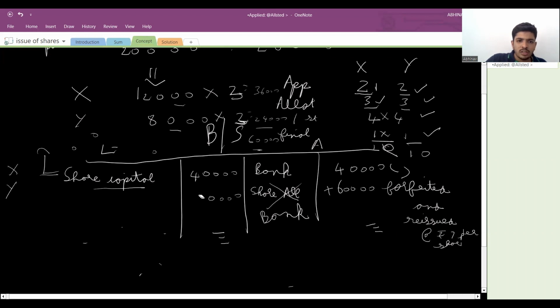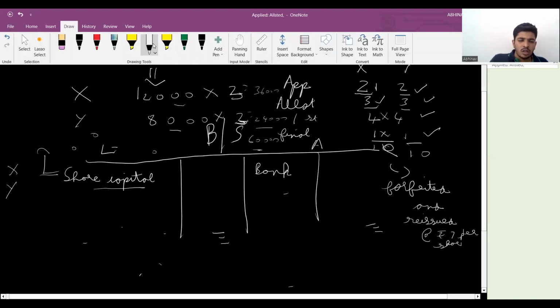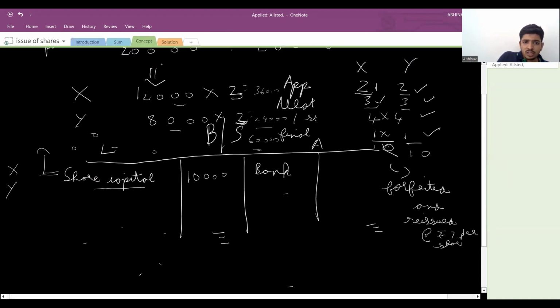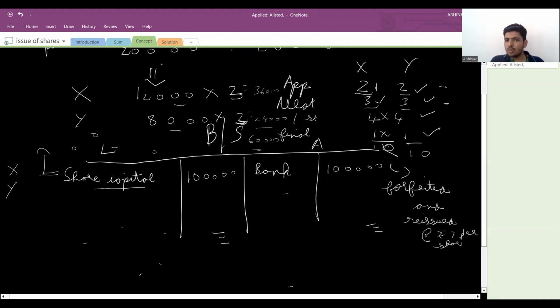Net impact in the business right now: bank 60,000. So the net impact in the business is share capital of 1 lakh, because it was 40,000 plus 60,000. And bank, first it was 40,000, then 60,000 more was brought in. So 1 lakh. Both sides tally. And these two are over. First two installments. Now only two more are left.